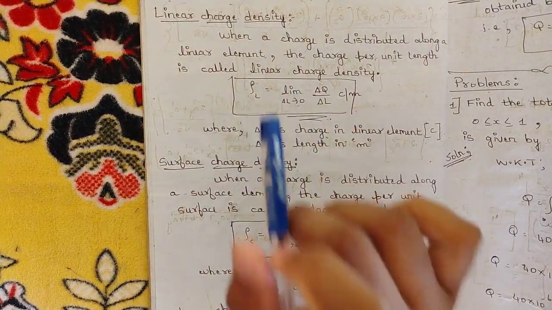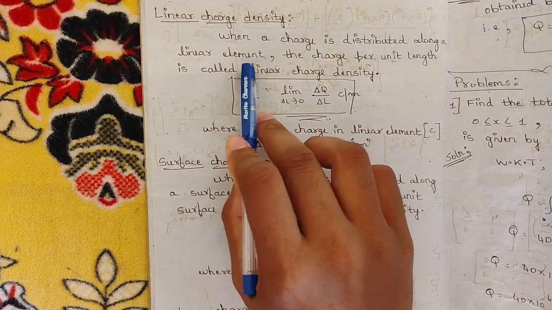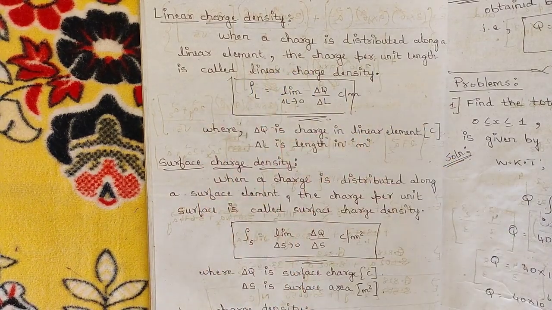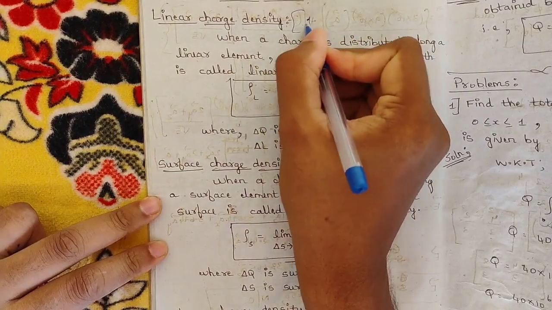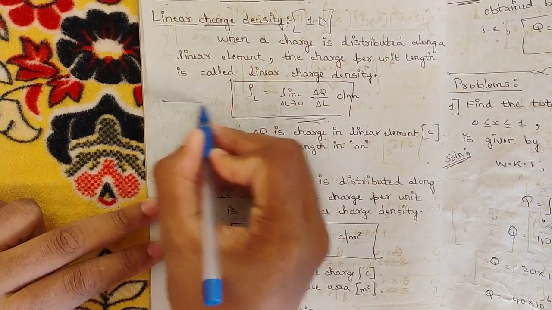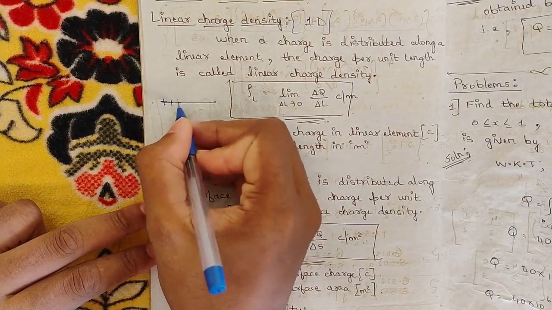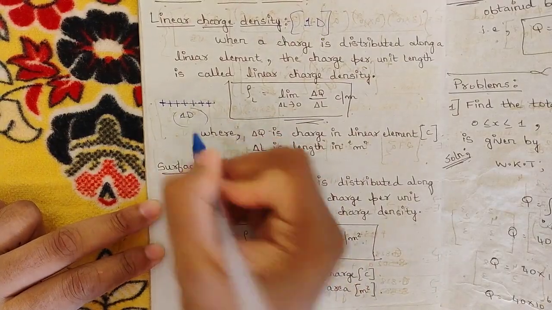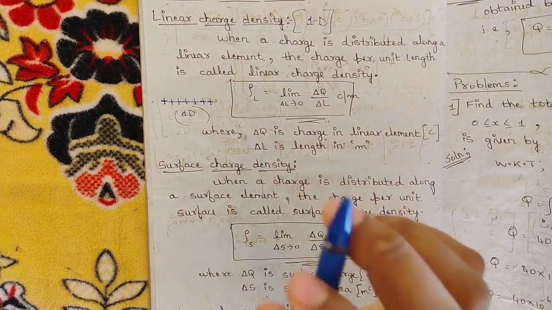So what is this linear charge density? When a charge is distributed along a linear element, that is, charge per unit length, it is called linear charge density. This is basically a one-dimensional object, for example a straight line or a line segment, where we distribute the charges linearly along that particular line itself. So linear charge densities are one-dimensional in nature, which is why we find the linear charge density whenever they mention it.